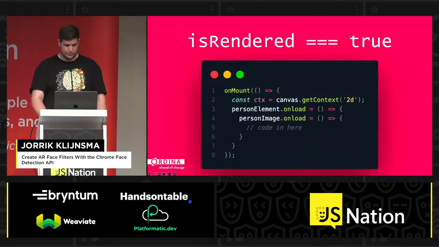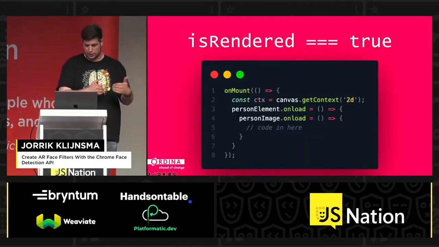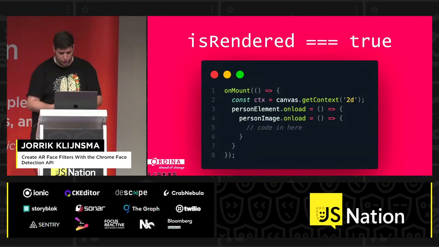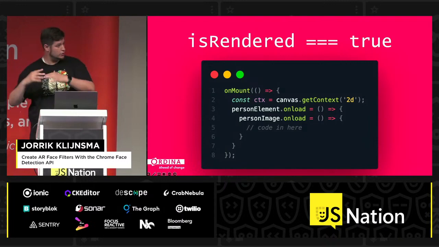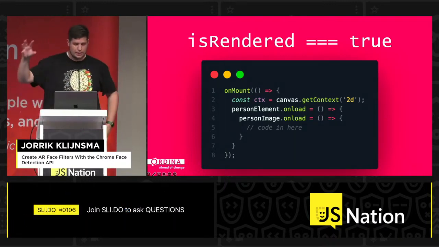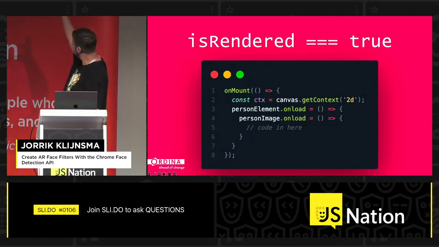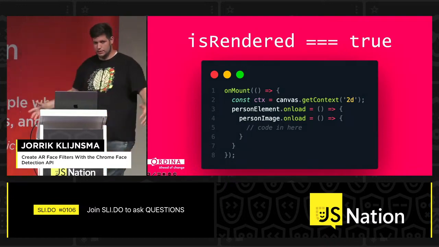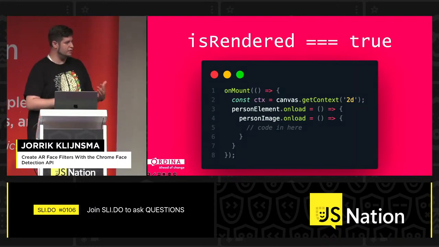After we've done that, we are going to render everything into the canvas. Sorry, this is the canvas where you get the 2D context back. You need that for rendering those points back into the canvas.